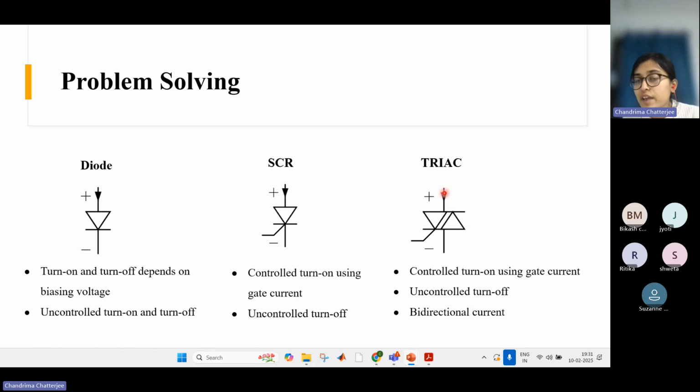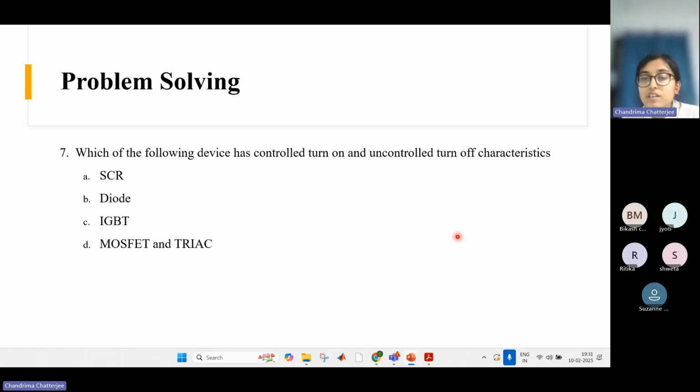That's why it can carry current in this direction as well as this direction. Okay. Our question was, which of the following devices has controlled turn on and uncontrolled turn off characteristics? Okay. So although triac has uncontrolled turn off, it has been grouped with MOSFET. So this option we can't take.